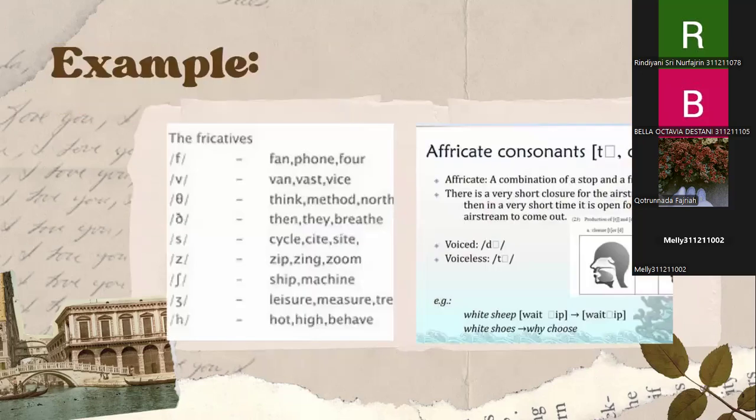There are several fricatives, each with a distinct place of articulation: dental fricatives, alveolar fricatives, post-alveolar fricatives, glottal fricatives, and labiodental fricatives. For example, /f/ as in "fan" and /v/ as in "van". These sounds are produced by placing the lower lip against the upper teeth. And for the affricates, as in "chair", the sound begins with a stop at the alveolar ridge.